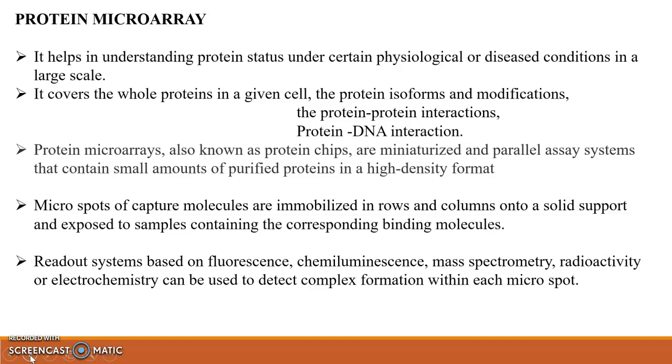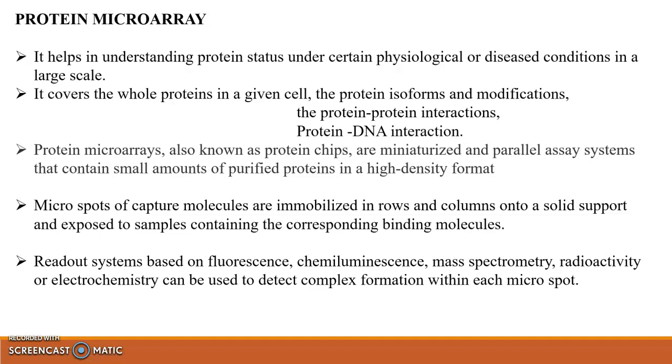And the protein microarray aims at understanding the protein status under certain physiological and disease conditions, and by the study of this proteome, it helps us to identify the various proteins present in the cell, and the protein isoforms and their modifications in the diseased and in the normal cell condition, and the protein interactions or protein-DNA interactions, based upon which the various disease conditions that have emerged can be summarized. And it covers the whole protein content in the given cell and the protein isoforms and the modifications.